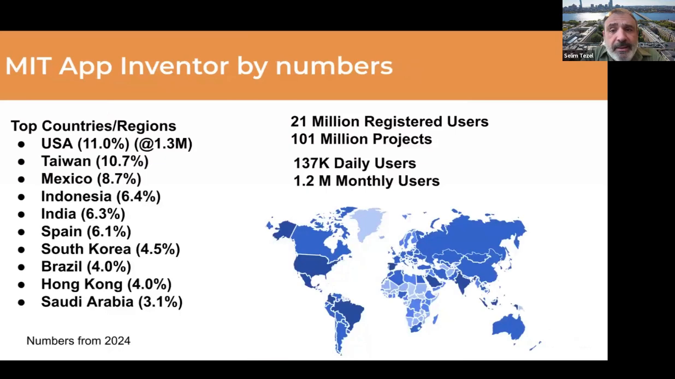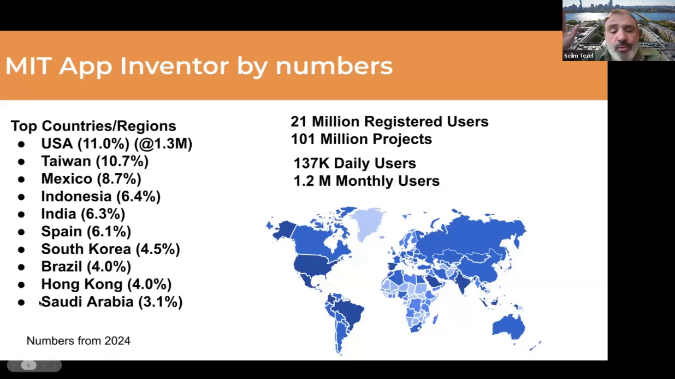Now, App Inventor by numbers. So we are all over the world in, I think, 200 plus countries. The top countries you can see there, US comes at the top with 11% of the user base, but followed by Taiwan, which is a tiny country. That's almost as many people there as in US, which is unbelievable. Mexico, etc. Last year, something very interesting happened.